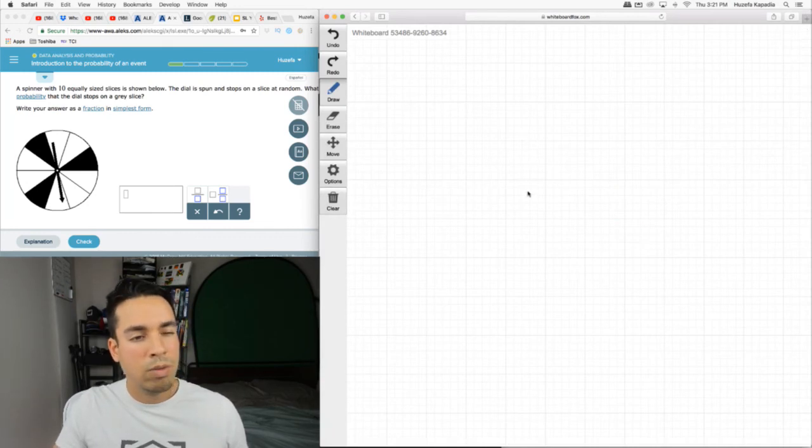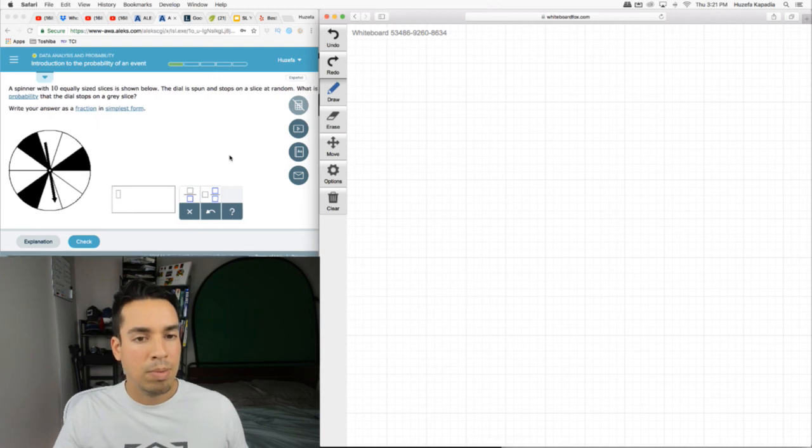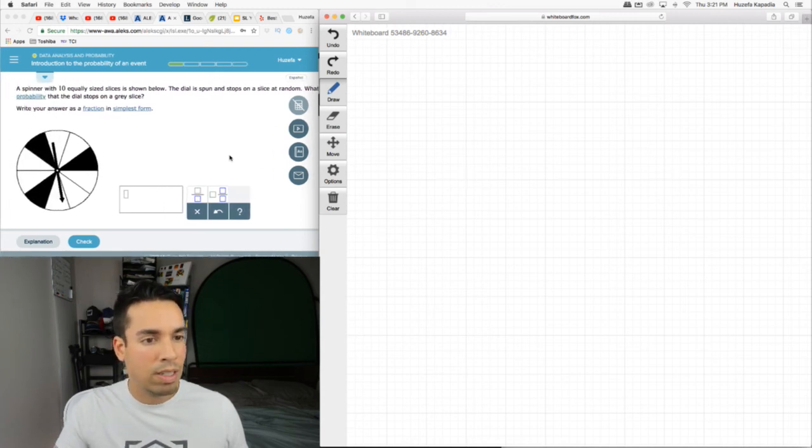A spinner with 10 equally sized slices is shown below. The dial is spun and stops on a slice at random. What is the probability that the dial stops on a gray slice? Ooh, there's no gray slices. This looks, oh, I get it. All right, I was confused. I was like, is the black supposed to be gray or is the white supposed to be gray? All right, I understand.